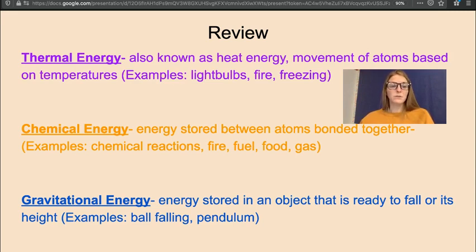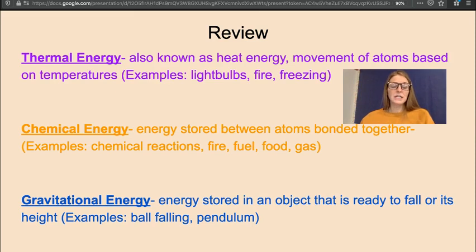So some examples of thermal energy are like a light bulb. If you've had it on for a really long time and you touch it, it's going to be hot. That's an example of thermal energy. A fire, if you stand by a fire, you can feel the heat coming off of it. That's thermal energy. And then the freezing. So something that's really cold also has thermal energy.